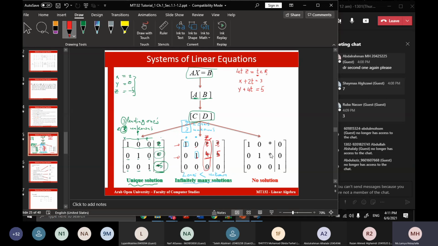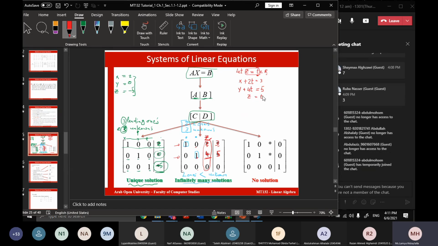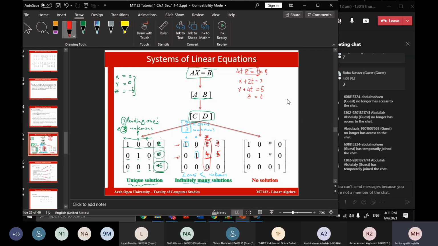So that's it. But lastly, what do we have? We have Z, its value is equal to T. We leave it like that. So from here, what is X? X is equal to 3 minus 2t. Correct? Take this one to the other side, make this one the subject. And what is the value of Y? Y is equal to 5 minus 4t. And lastly, Z is equal to T.